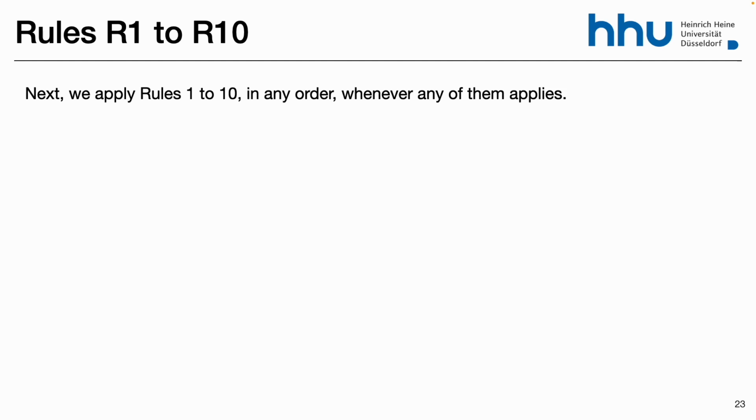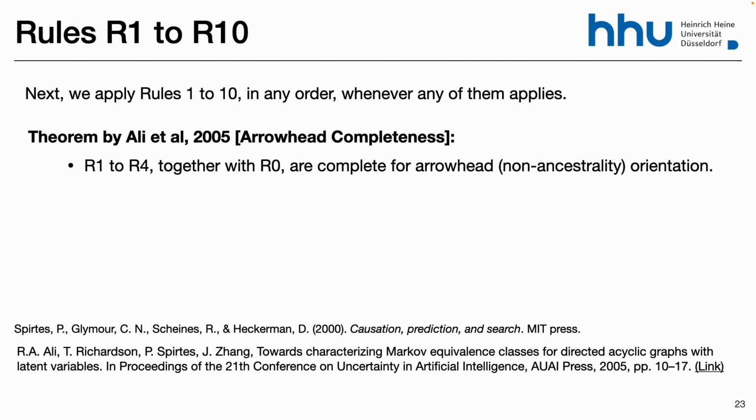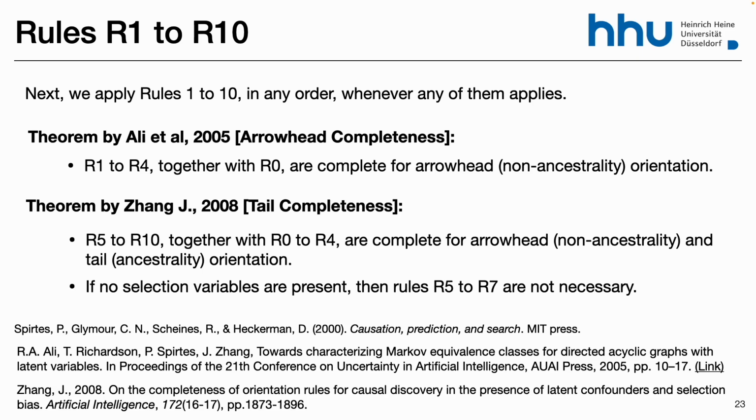Now come the 10 rules. The first rule, this is just some references that I told you. So the 1 to 4 and the 0, they are kind of complete, but just for arrowheads, for no ancestrality. Then Zhang proved all the others, including selection variables. So those are references if you want to take a look later.